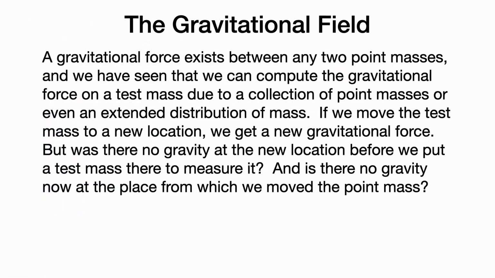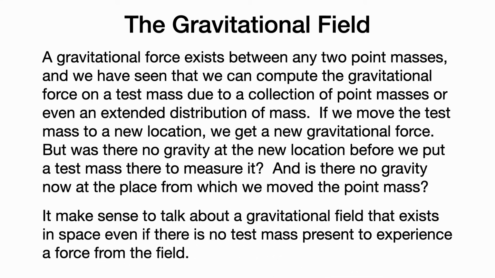We know that a gravitational force exists between any 2 point masses, and we have seen that we can compute the gravitational force on a test mass due to a collection of point masses or even an extended distribution of mass. Now, if we move the test mass to a new location, we get a new gravitational force. But was there no gravitational force at the new location before we put a test mass there to measure it? And is there no gravity now at the place from which we moved the point mass? It turns out that it makes sense to talk about a gravitational field that exists in space even if there are no test masses present to experience a force from that field.